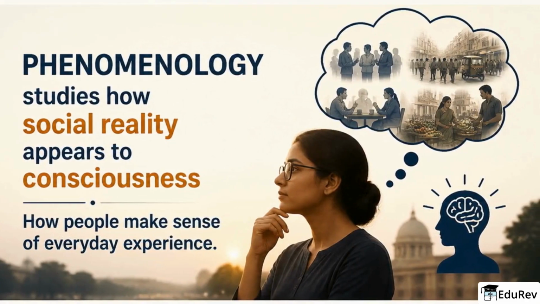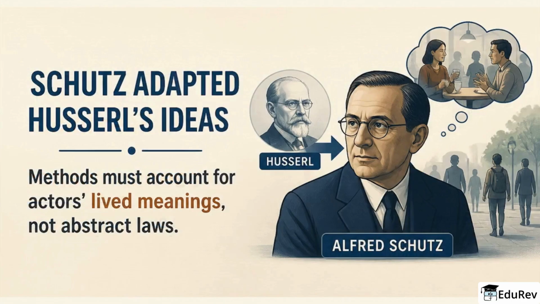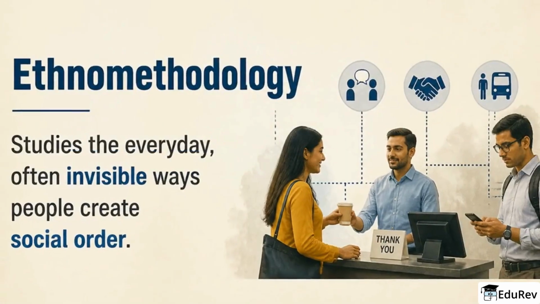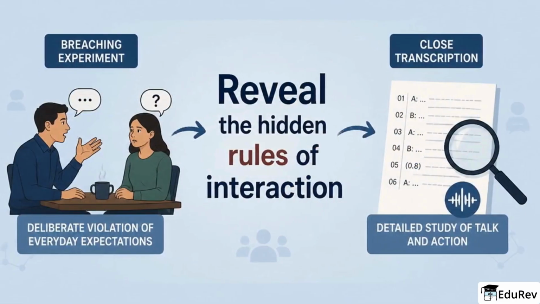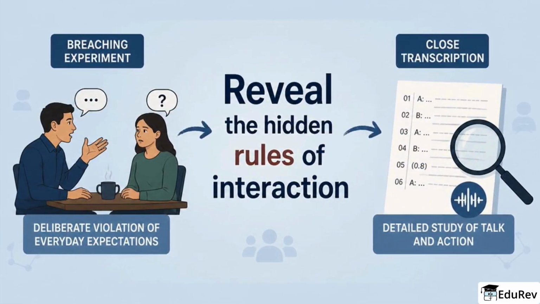Phenomenology studies how social reality appears to consciousness and asks how people make sense of everyday experience. Alfred Schutz adapted Husserl's ideas to show that methods must account for actors' lived meanings rather than abstract laws. Ethnomethodology, developed by Harold Garfinkel, examines the everyday, often invisible practices people use to produce social order. Ethnomethodologists use breaching experiments and close transcription to reveal the taken-for-granted rules that organize interaction.